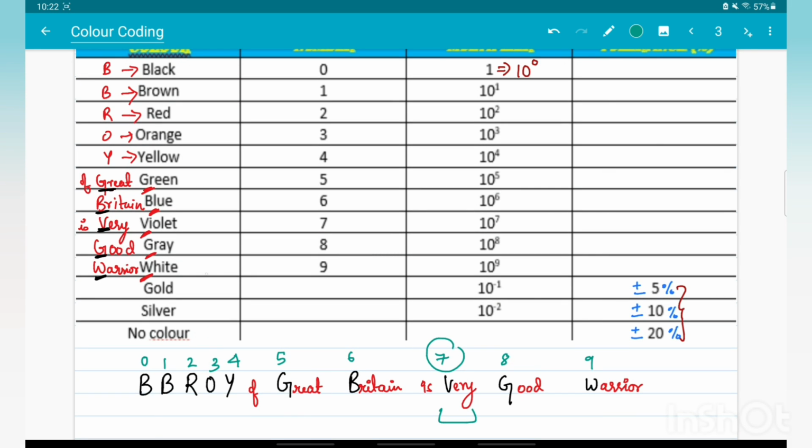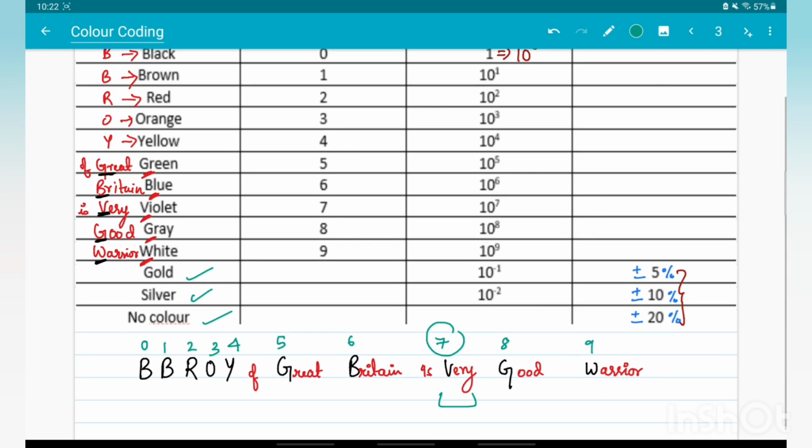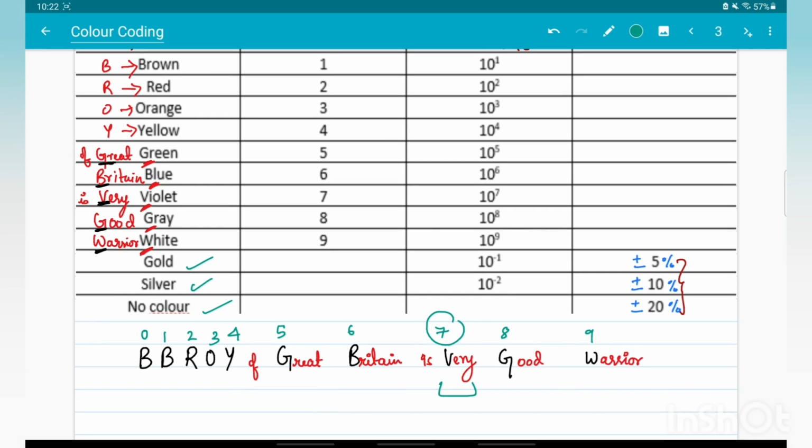And at the end you have got gold, silver and no color. So for that just remember the value of multiplier. For gold and silver it is 10 to the power minus 1 and 10 to the power minus 2 respectively. And then the percentage tolerance for gold is plus or minus 5%. For silver it is plus or minus 10%, and for no color it is plus or minus 20%.